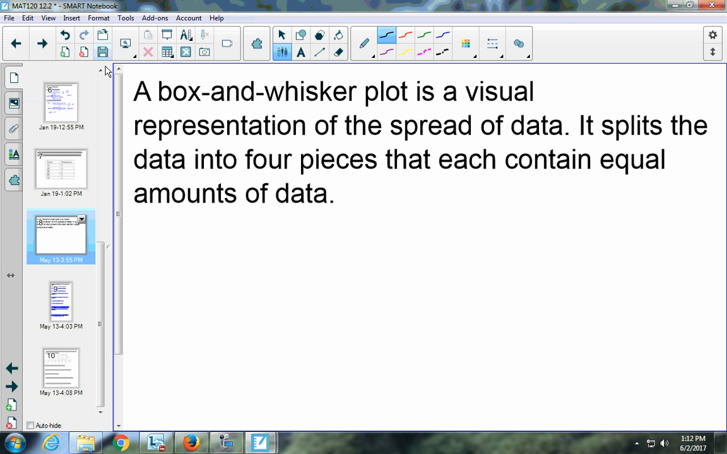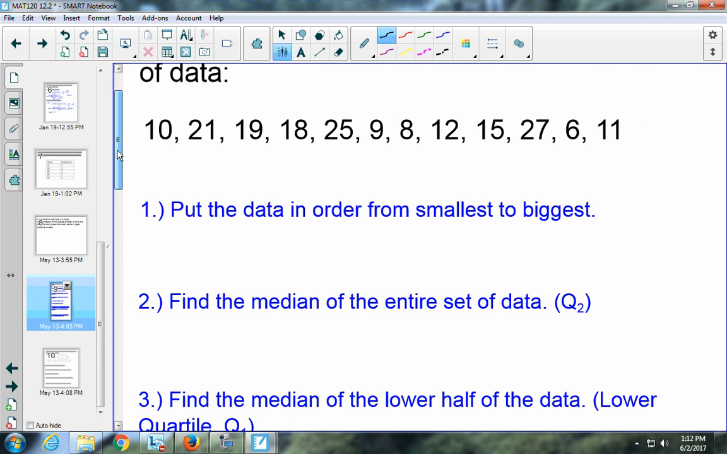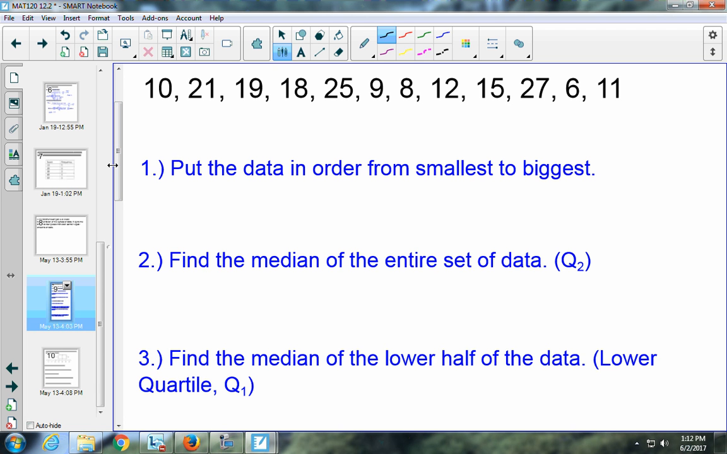A box and whisker plot, or a box plot, is a visual representation of the spread of data. It splits the data into 4 pieces that each contain equal amounts of data. We are going to build a box and whisker plot of this set of data. The first thing we need to do is put the data in order from smallest to biggest.